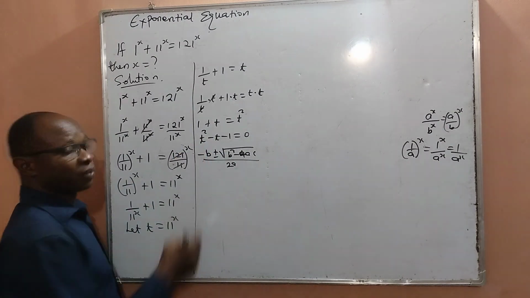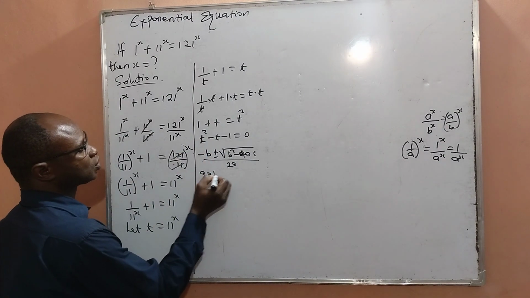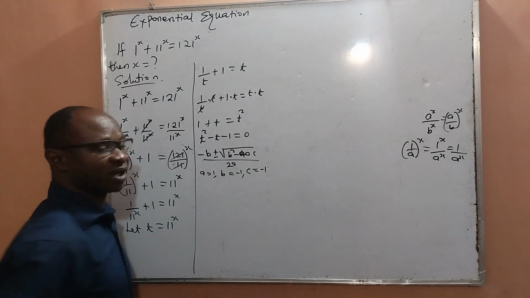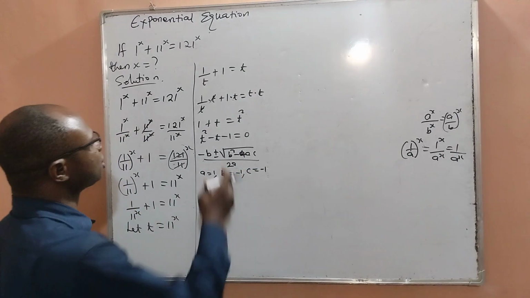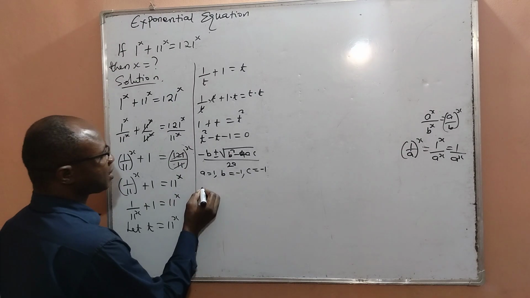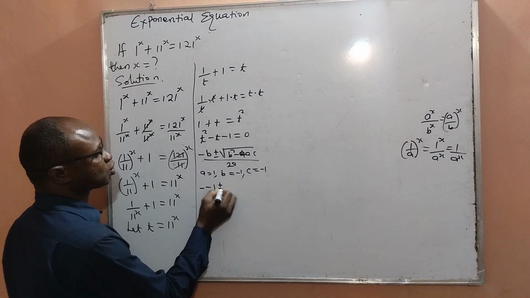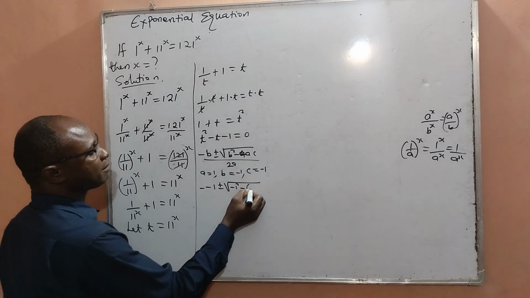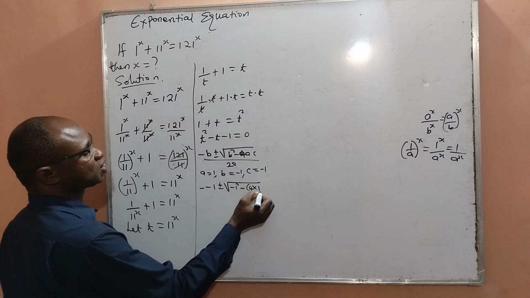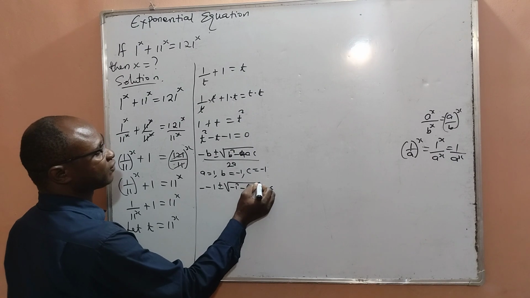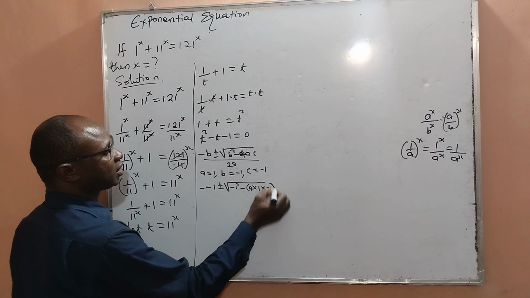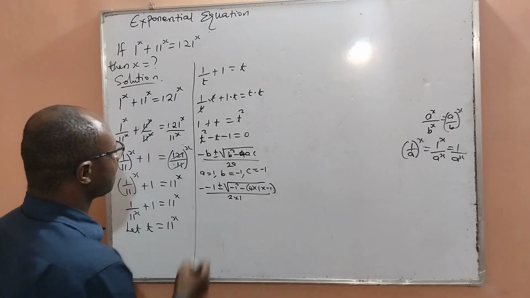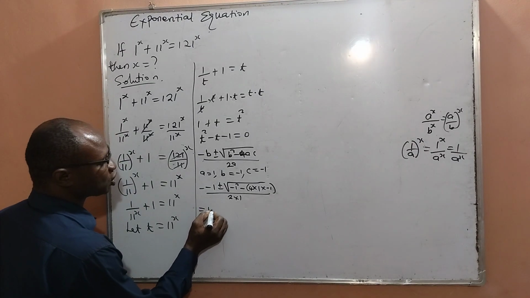Here in this equation, a is equal to 1, b is equal to negative 1, and c is also equal to negative 1. Substituting into the quadratic formula, I will have minus minus 1 plus or minus the square root of minus 1 squared, then minus 4 multiplied by a, which is 1, multiplied by c, which is negative 1, all divided by 2 times 1, which is the value of a.